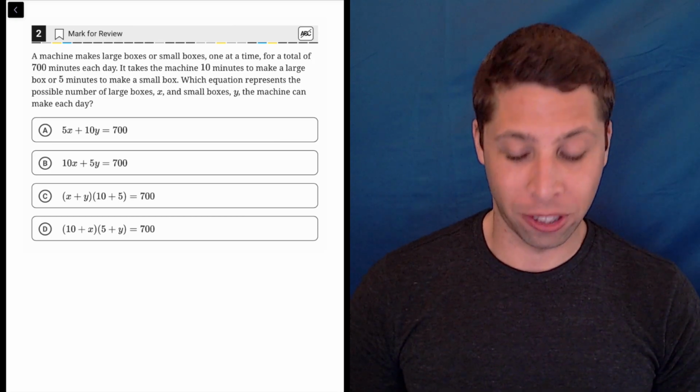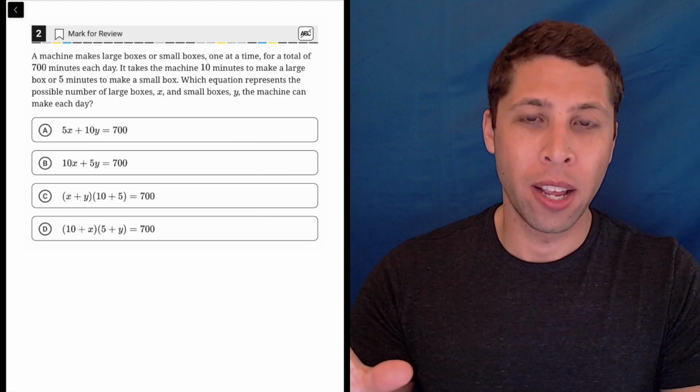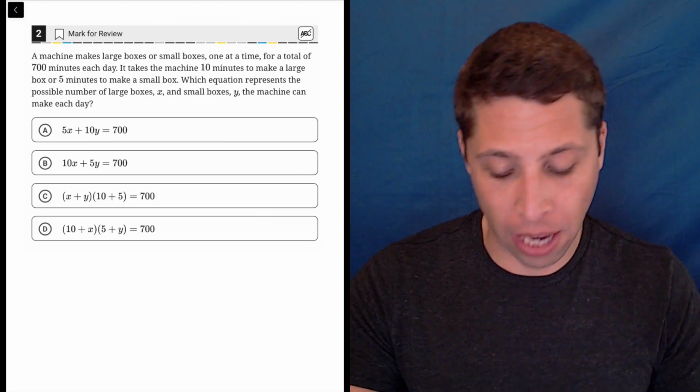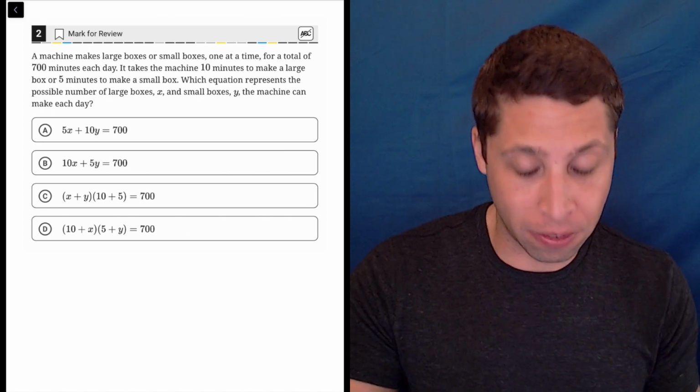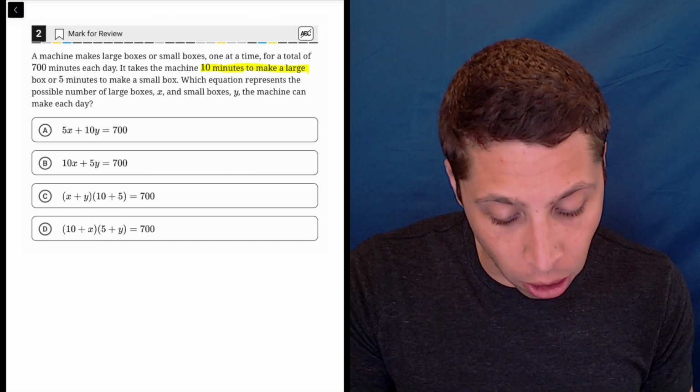Based on the answer choices for this story question, the first thing I would think about is what number needs to be attached to each variable. Okay, so they do this sometimes. They tell us about this machine, and just to highlight the right piece of information here, it takes the machine 10 minutes to make a large box.